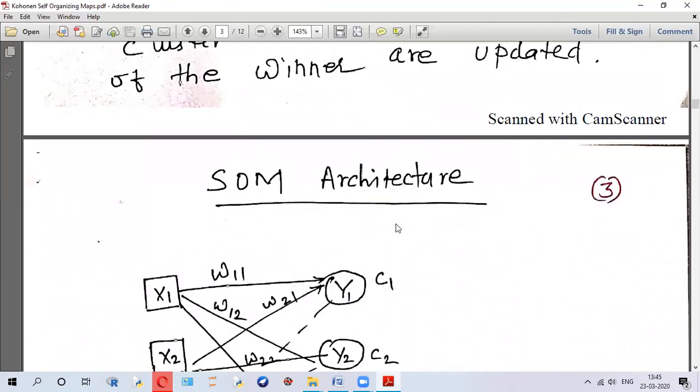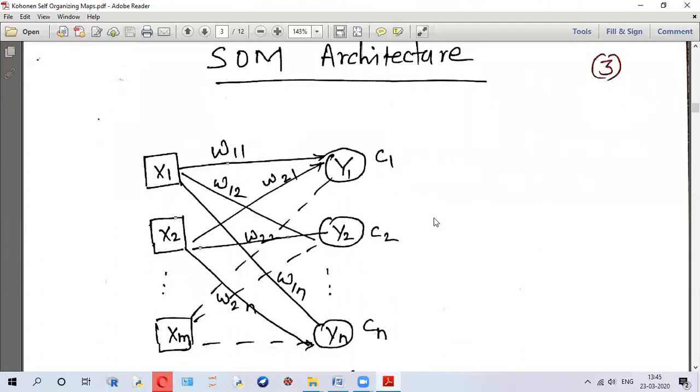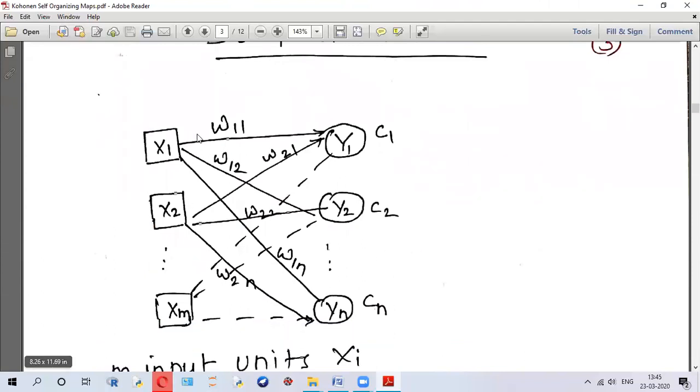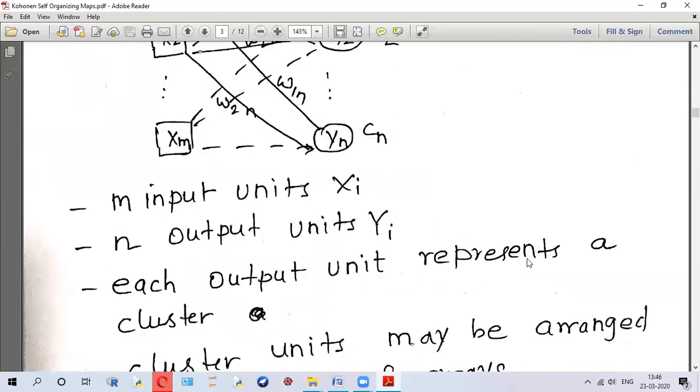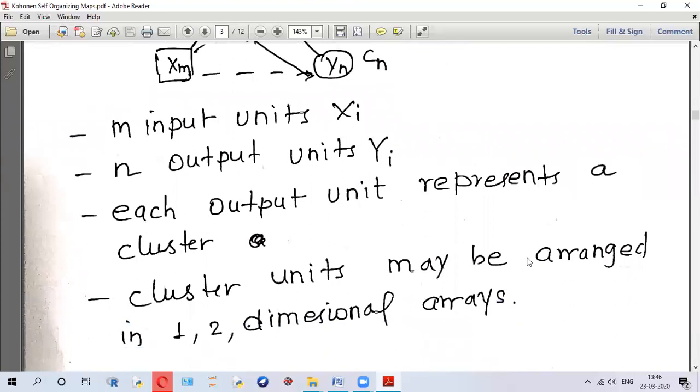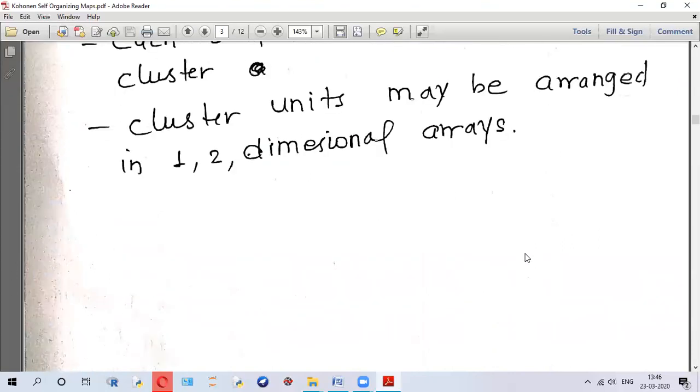Anyway, this can be a simple structure of a SOM where we have the input layer and the corresponding output layer. And here we have also assumed the number of clusters. So we have m input units and n output units, and corresponding to each output unit we have assumed a cluster. So each output unit will represent a cluster, and the cluster units may be arranged in some specific arrangement, which can be one or two dimensional arrays.